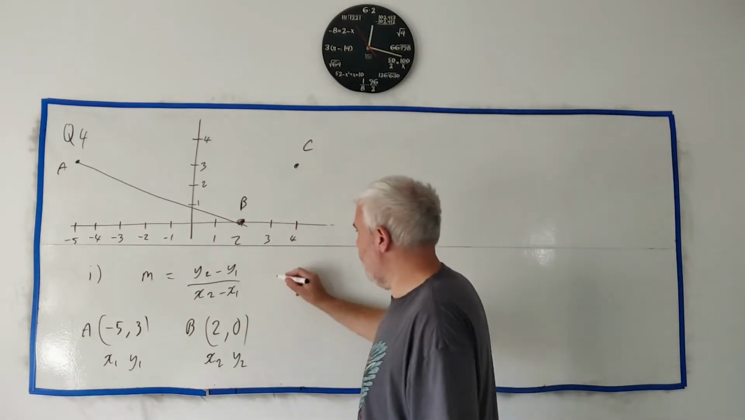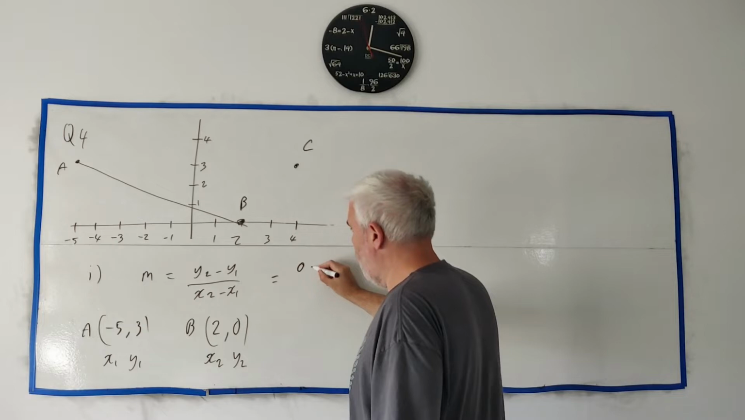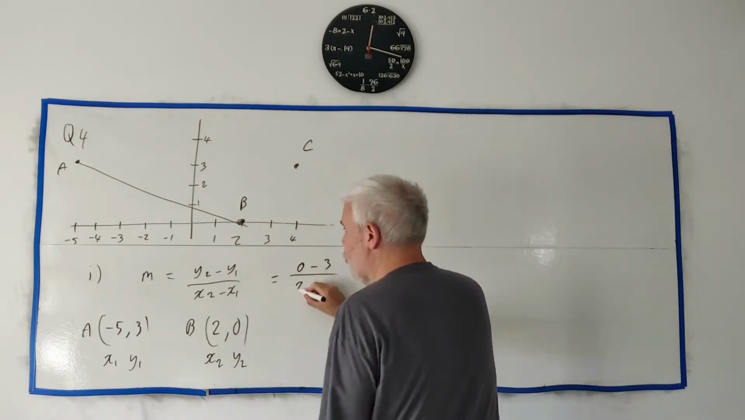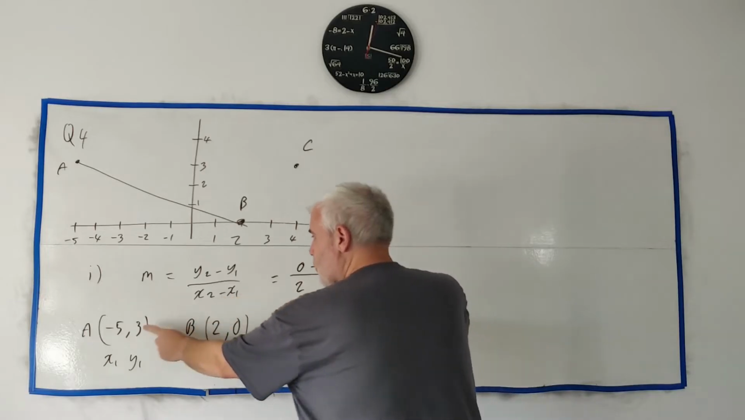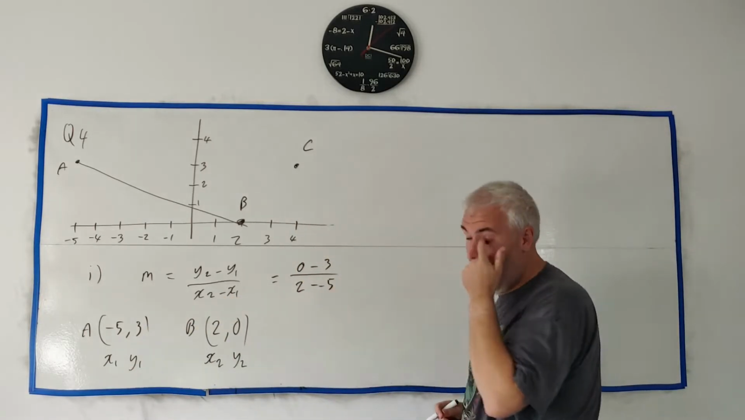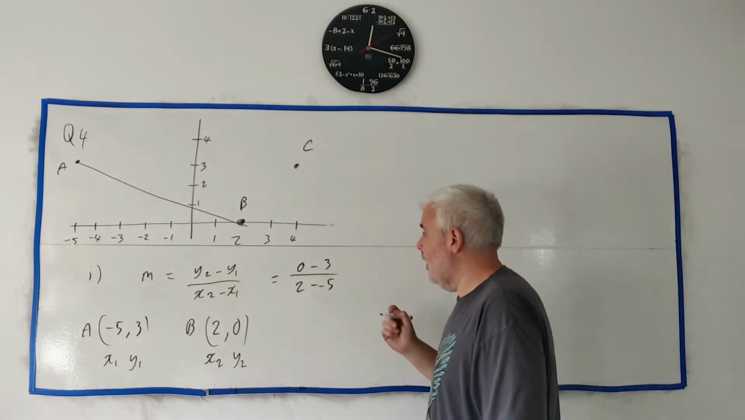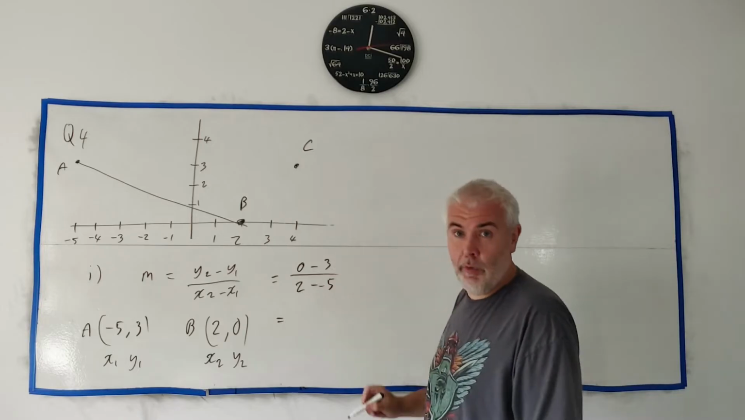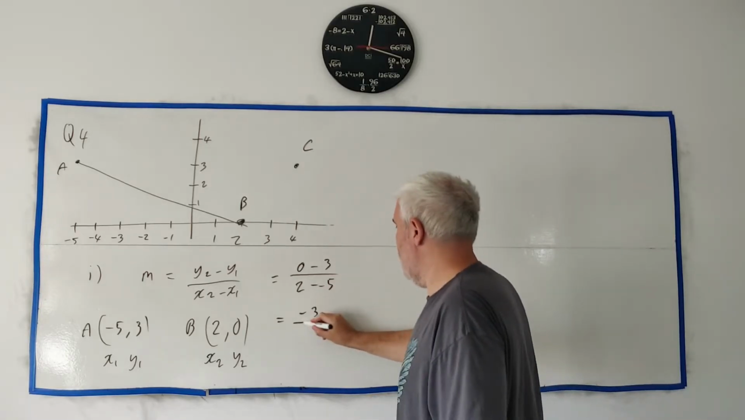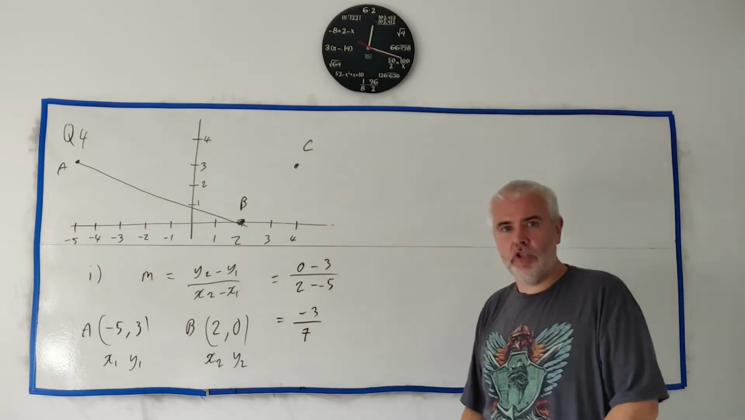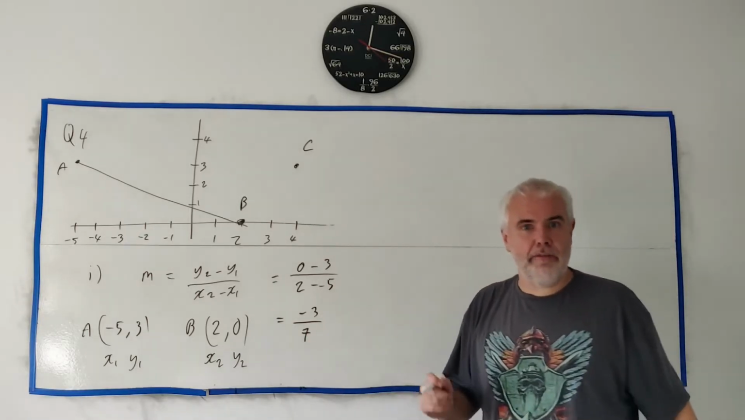Okay, so let's put that into the formula. y2 is 0 minus y1 is 3, divided by x2 is 2 minus x1 is minus 5. That's the only tricky part. 2 minuses: minus multiplied by a minus is a plus. So the top row, you take 3 away from nothing, you have minus 3. The bottom row is 2 plus 5, you have 7. That's your slope. Your slope usually comes out looking as a fraction.